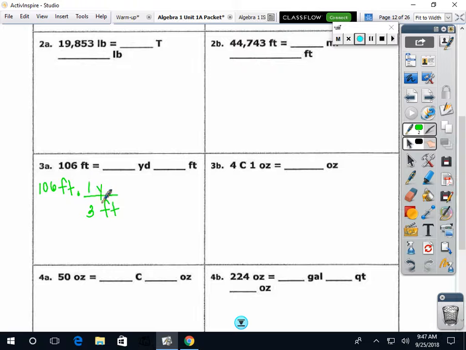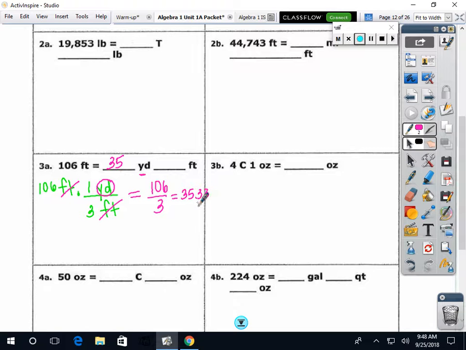Correct. So now we're finished with our chain because we've made it to yards, which is what they want the answer in. We cancel out feet with feet, and we're left with 106 over 3. Well, what is 106 over 3? Okay, 35.333 repeating, right? Okay, so that means that in 106 feet, there are 35 whole yards.